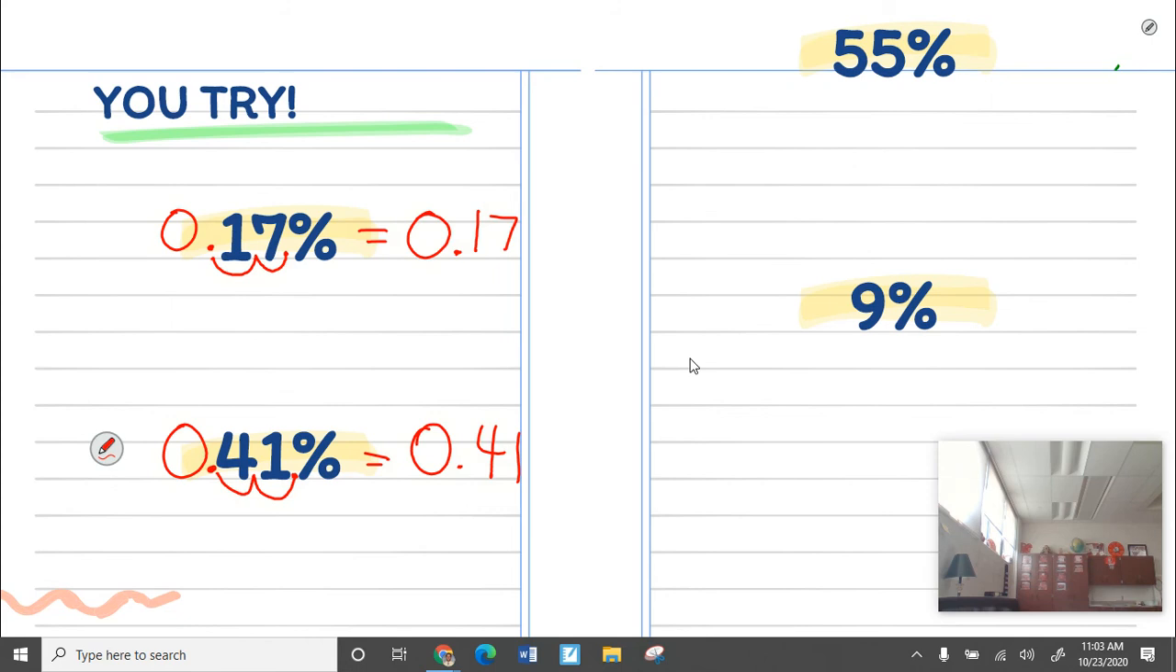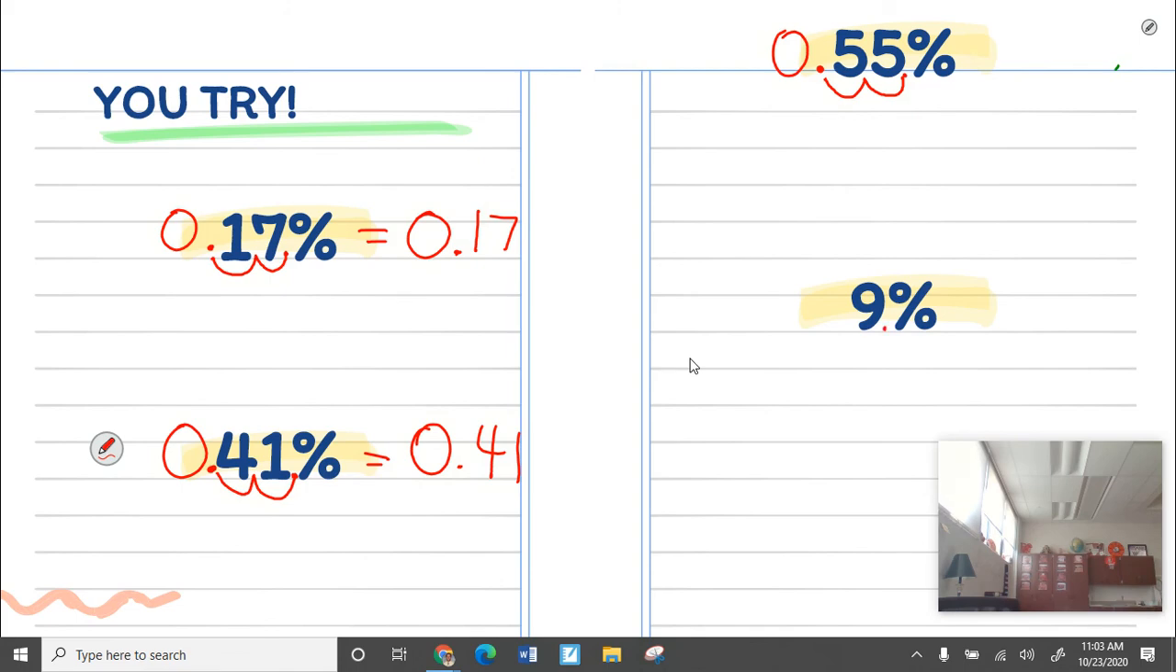55% is going to be the same thing. All right, you should have started with your decimal point here. Go left 2 spaces, 1, 2. Throw on the decimal point in front of the 5, and add our 0 there. All right, this last one, remember there's only 1 digit, so we're going to have to add that 0 in here. So go ahead and complete that last one for 9%.